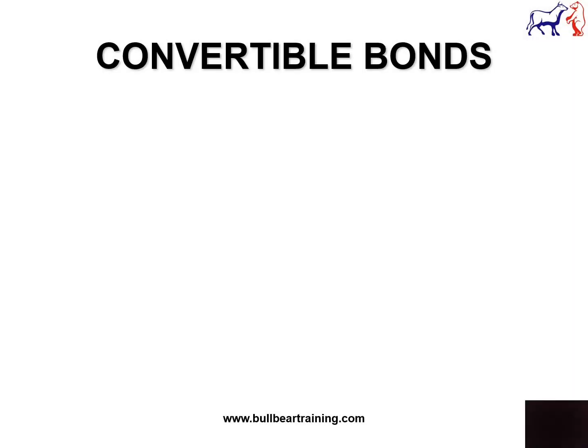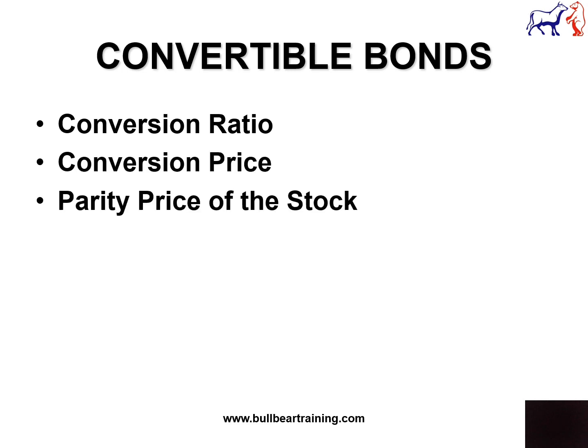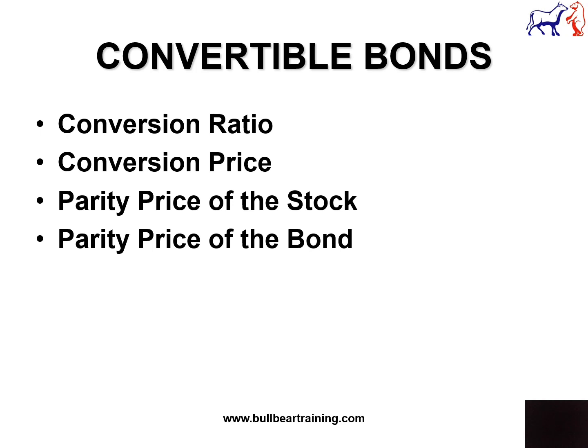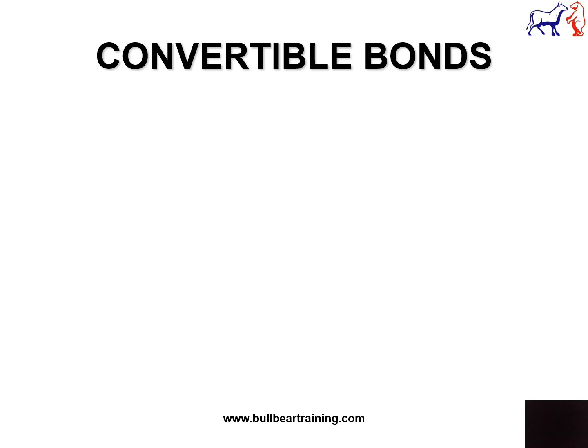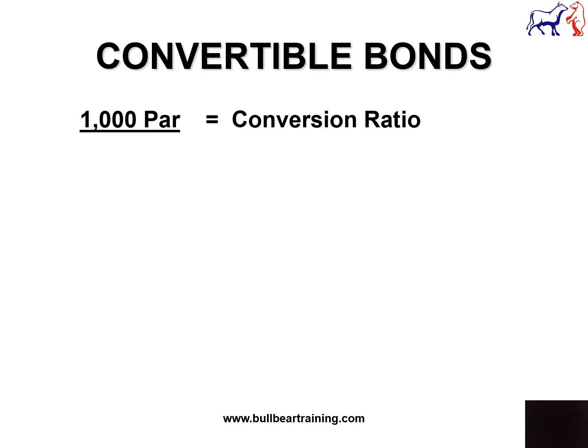When discussing convertible bonds, they could ask you one of four things. They could ask you to solve for the conversion ratio, the conversion price, the parity price of the stock, or the parity price of the bond. Let's first look at the conversion ratio.